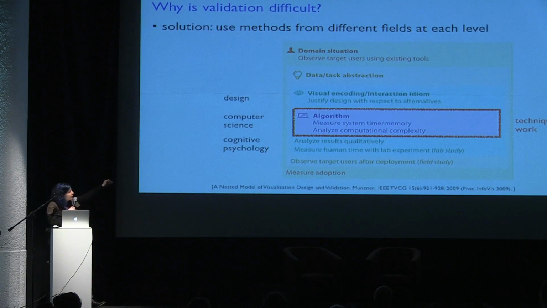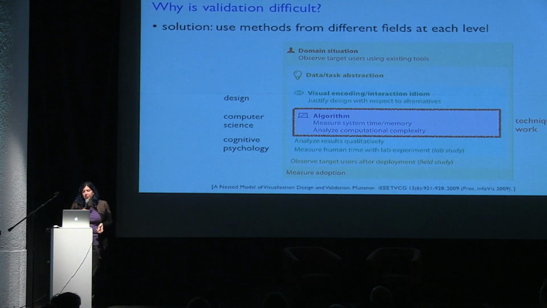And often to try to figure out, did I get it right, this is the time you can actually do experiments on humans in a lab. And you're still measuring time, but you're measuring how long a human took to perform the task in a pretty abstracted setting in a lab where you're actually doing experiments. Or you might just be talking qualitatively about the result images you get and making arguments about why this method might be better than that method. So that's for the idiom level.